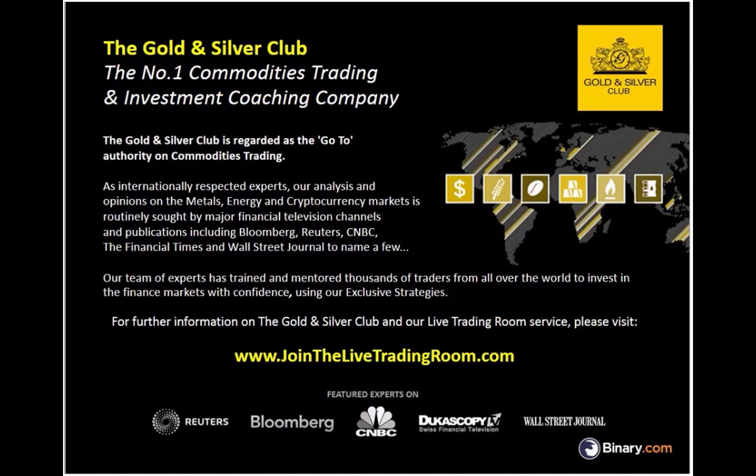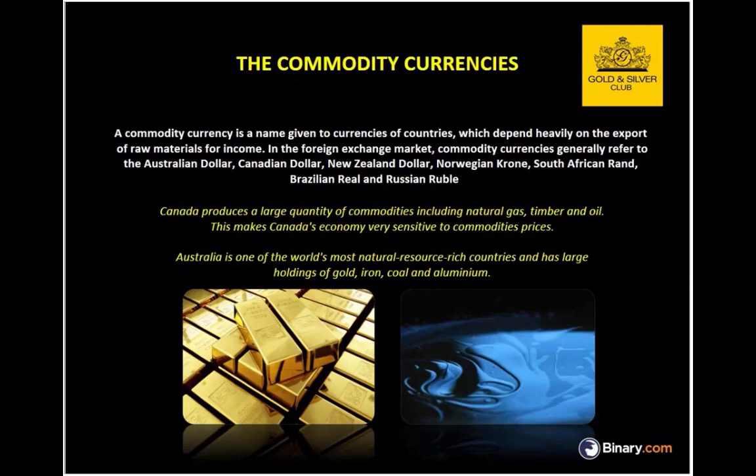Okay, so let's get into it. Today we're going to be focused on commodity currencies, and a commodity currency is essentially a name that is given to currencies from countries which depend heavily on the export of raw materials for income. So in the foreign exchange market, commodity currencies generally refer to the Australian dollar, the Canadian dollar, the New Zealand dollar, the Norwegian krona, the South African rand, the Brazilian real, and the Russian ruble.